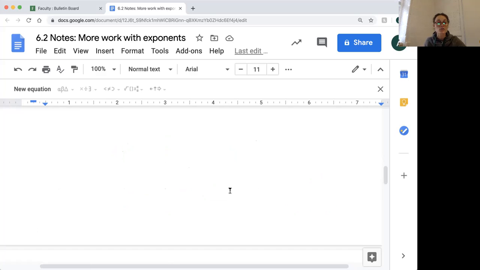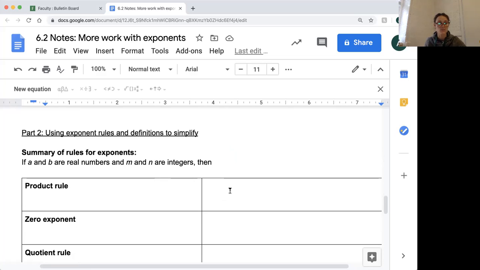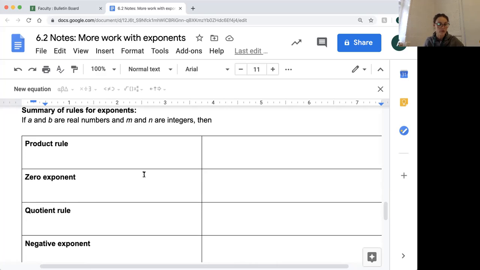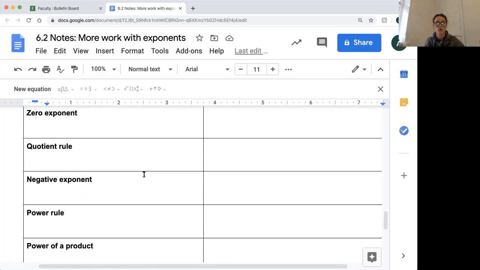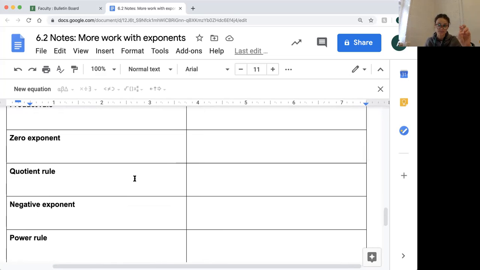Moving right along. So now we have part 2, using exponent rules and definitions to simplify. So here I have put a convenient table for you to fill out with a summary of rules for exponents. So I highly recommend printing out these notes and filling this in, or copying it down in your own personal notes that you're taking. But this is telling us that if a and b are real numbers and m and n are integers, then I want you to write the product rule, the zero exponent rule, quotient rule, negative exponent, power rule, power of product, and power of quotient. So this is going to be your cheat sheet for all the exponent rules. So I highly recommend filling that out.